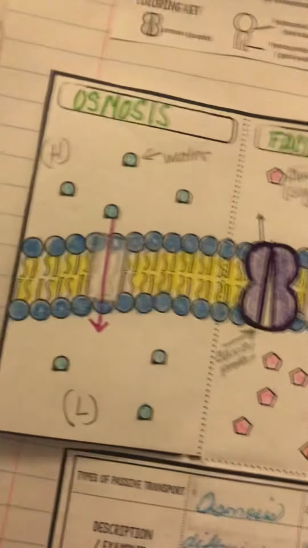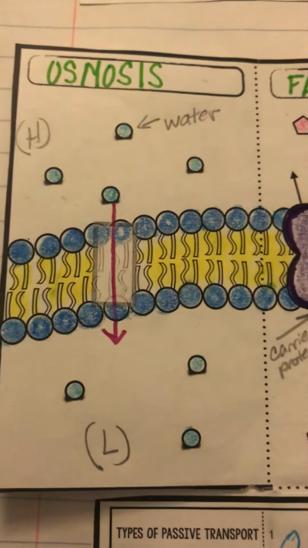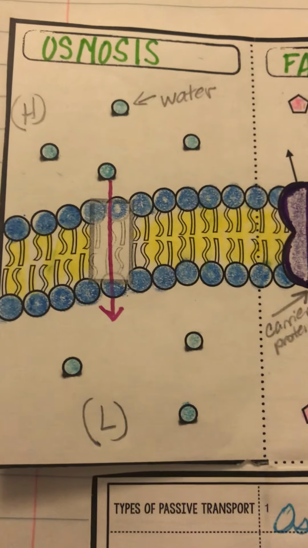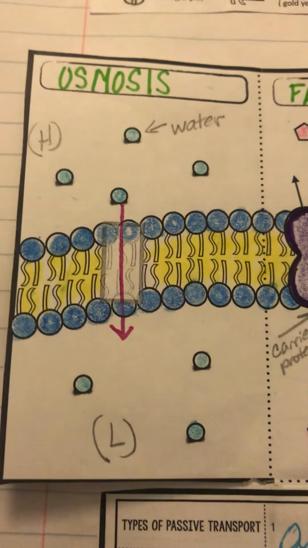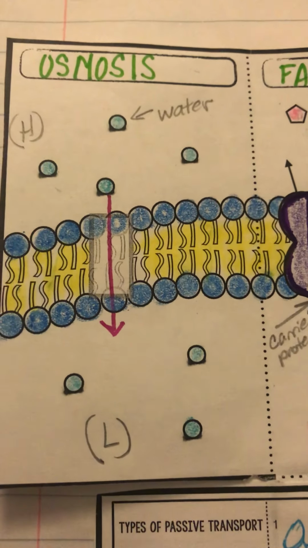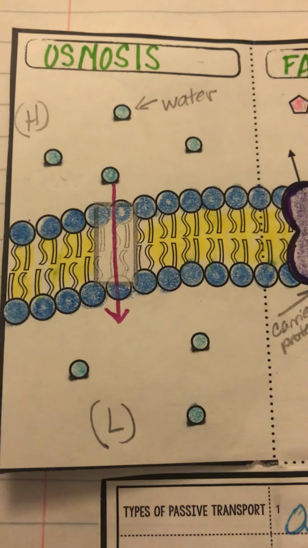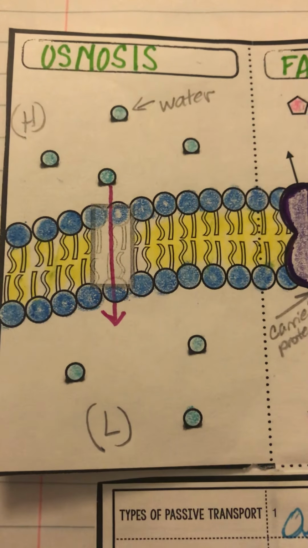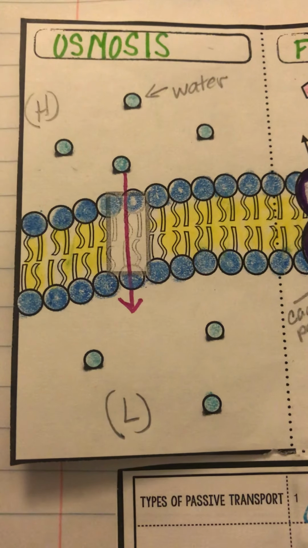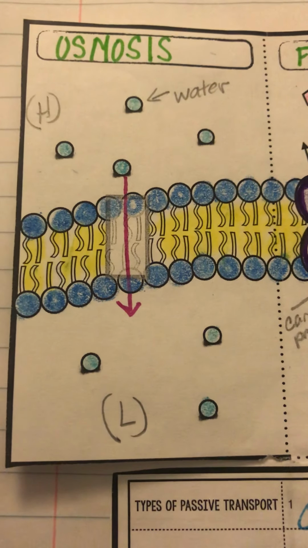So, if we look at our first one, it asks you to color the little shaded areas of water molecules. So we have water molecules, and we're talking about water only. There's no other molecules present here. So you can see that we're dealing with water. And the type of passive transport that deals with water is osmosis.